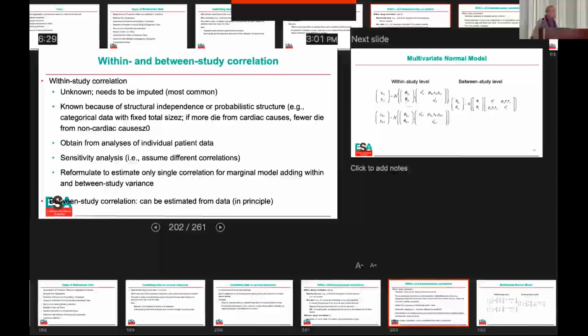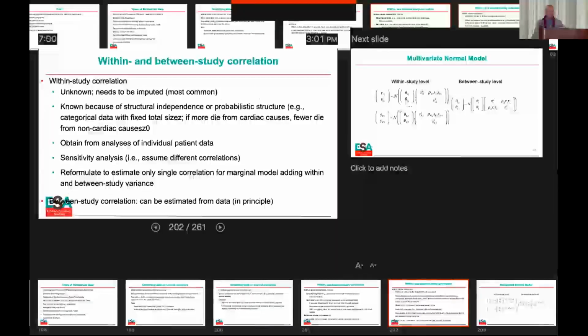Sometimes you can reformulate the question to estimate only a single correlation for a marginal model, adding the within and the between study variance together. That's a paper that was written a few years ago, which basically said instead of having to know the within and the between, you can make an assumption and just estimate the sum, which you can sometimes do from the data you have. And for the between study correlation, you typically can estimate that from the data in principle, just like we've been doing with our random effects models.